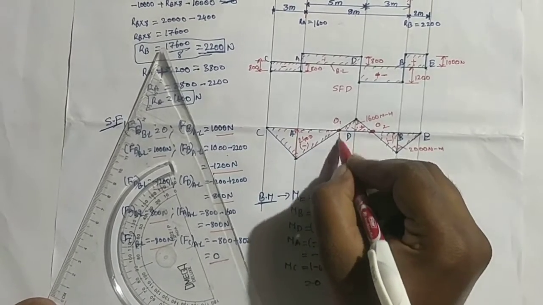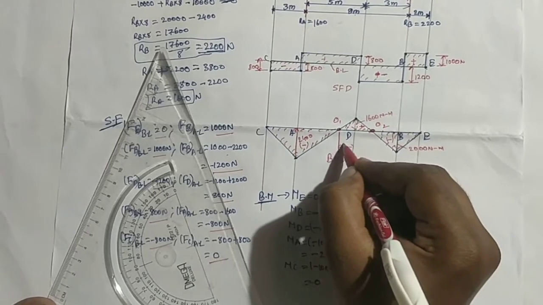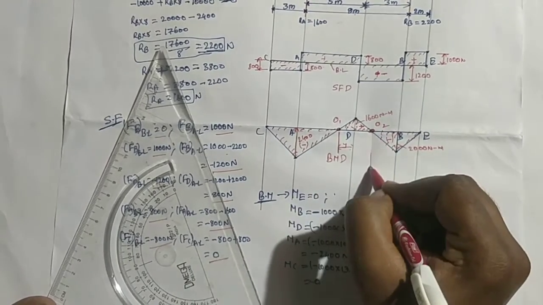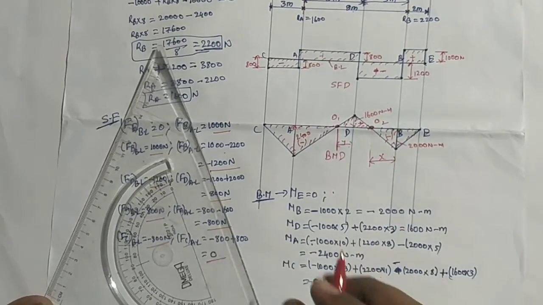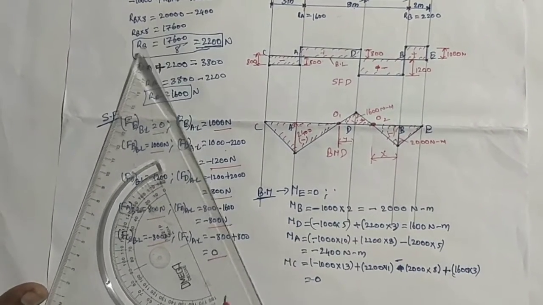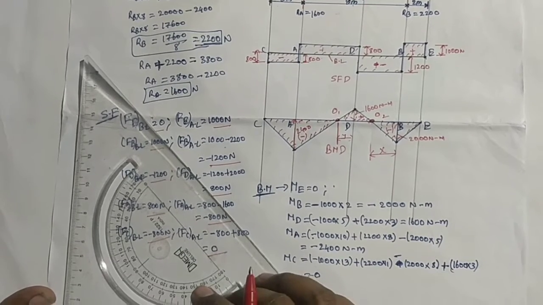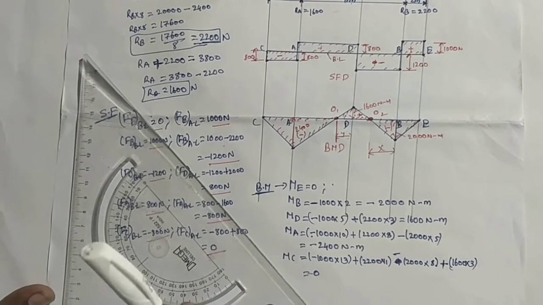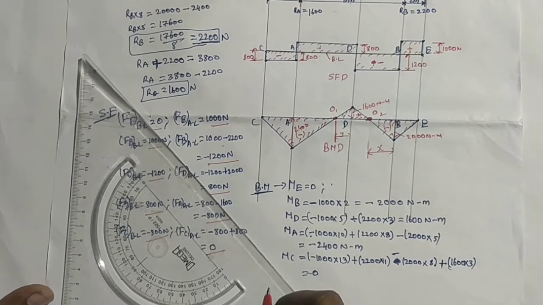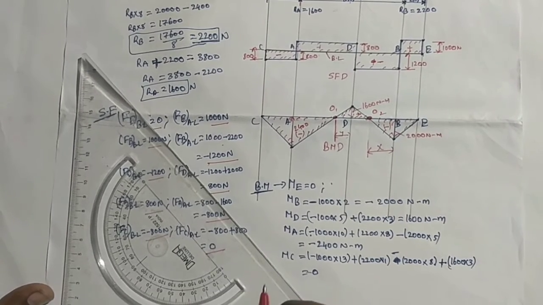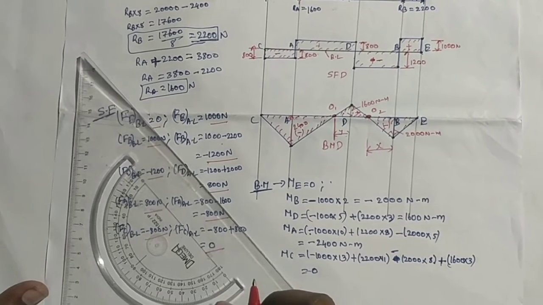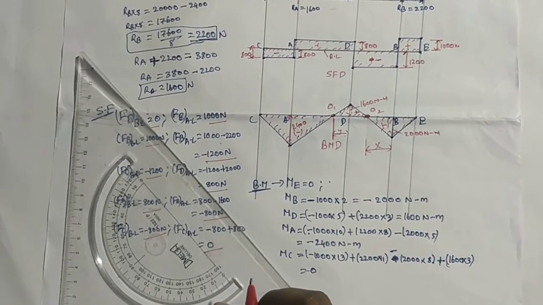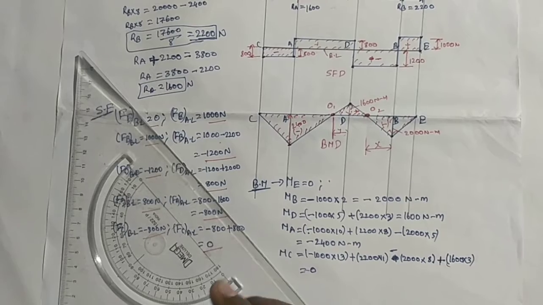Now I am taking this distance as Y, and this distance as X. We need to calculate X and Y. X is the distance of point of contraflexure O2 from point B, and O1 is the other point of contraflexure. It is located Y distance from the point D. By calculating X and Y values, we can locate the points of contraflexure.